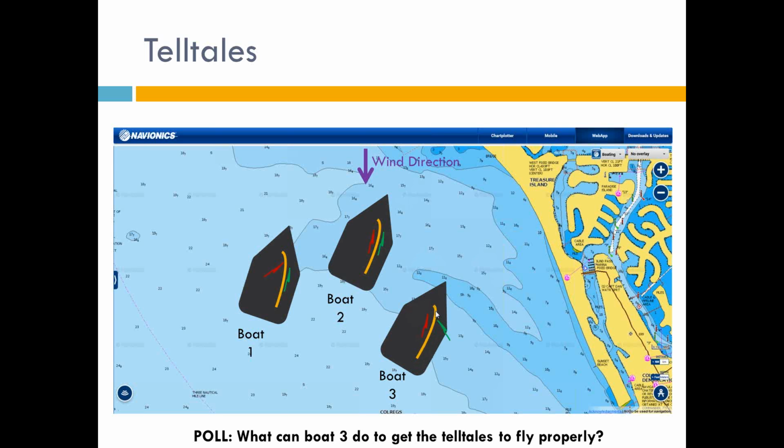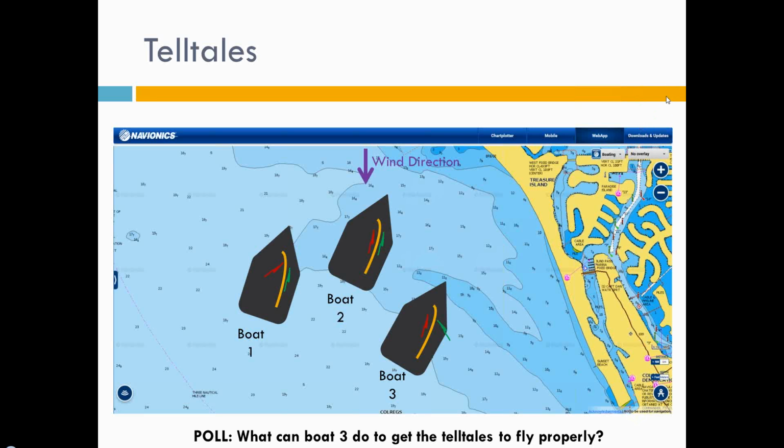But the options for boat 3: if the green telltale is not flying, the option is to trim to that telltale that's not flying, so they could ease the sail out. That was one answer. If they didn't want to change the trim, the other option is to steer. You can see that boat 3 is pointed a little bit lower than boat 2. So if they wanted to just steer to correct it, they could head up a little bit and get on the same course as boat 2, and that would fix that telltale too.